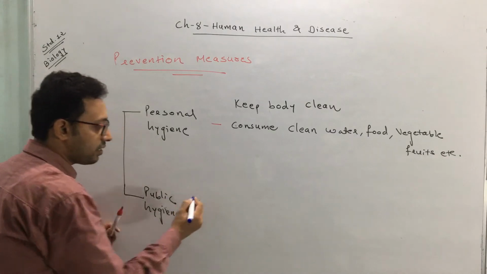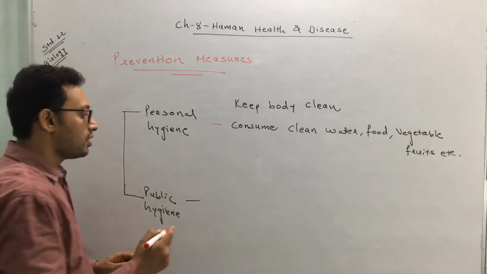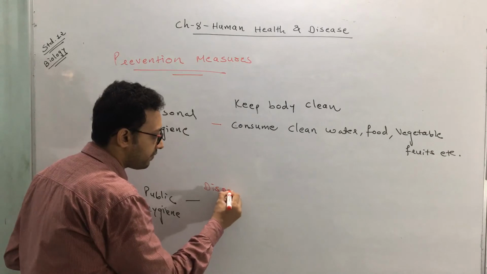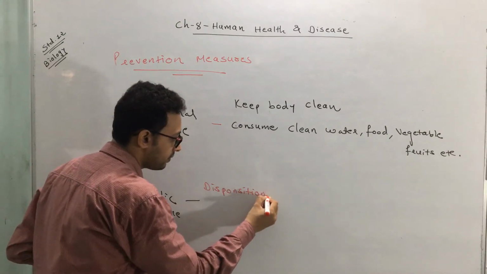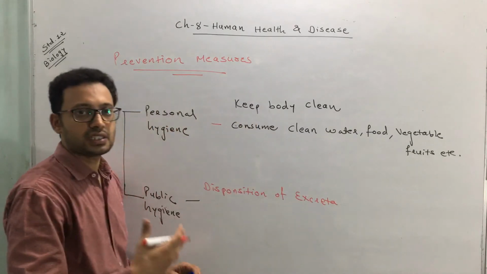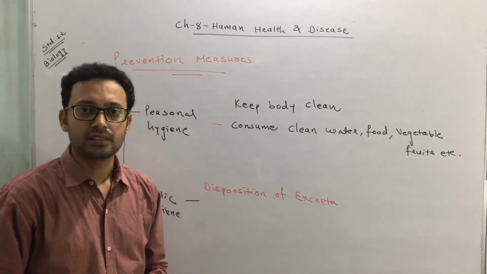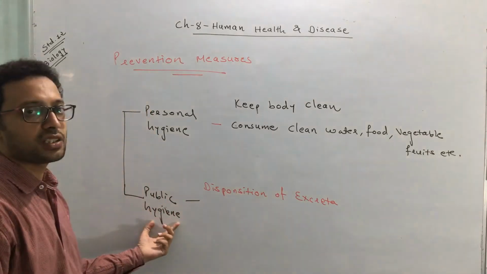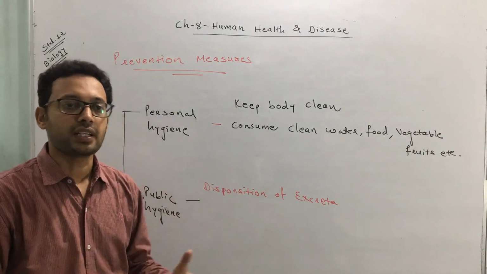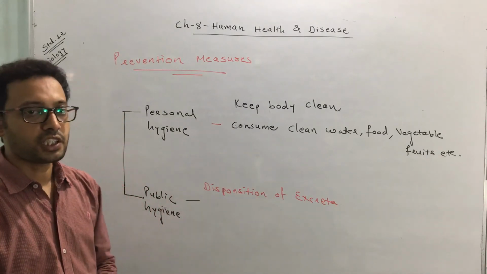Now there is public hygiene, or mass hygiene. So how can you maintain this mass hygiene? There should be proper disposal of excreta, human waste like urine, feces, spit. You should not spit anywhere, because that affects public hygiene, and when public hygiene gets affected, obviously the chances of occurrence of disease are very high. So disposal of excreta in a proper way has to be adopted.